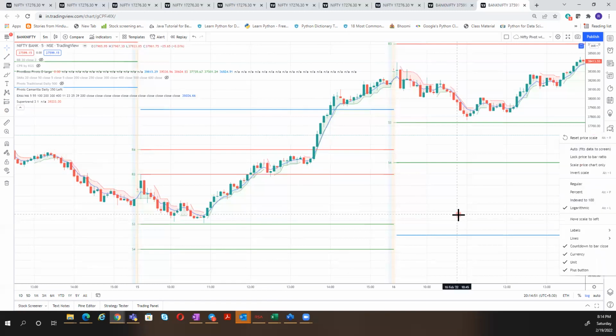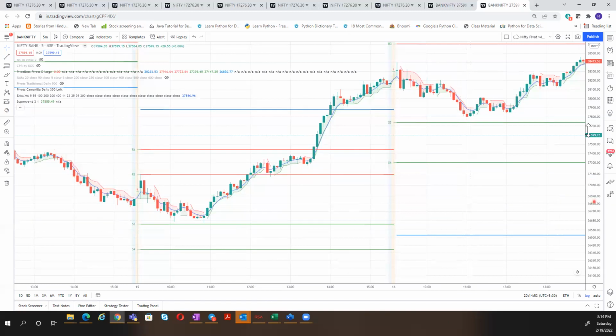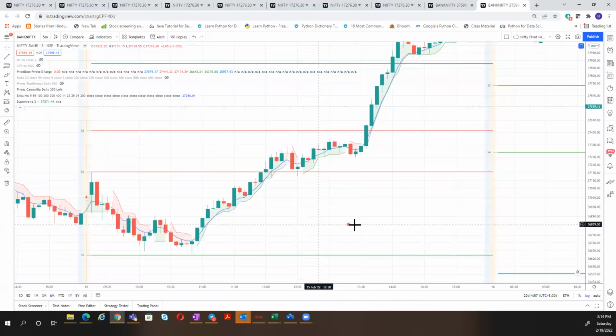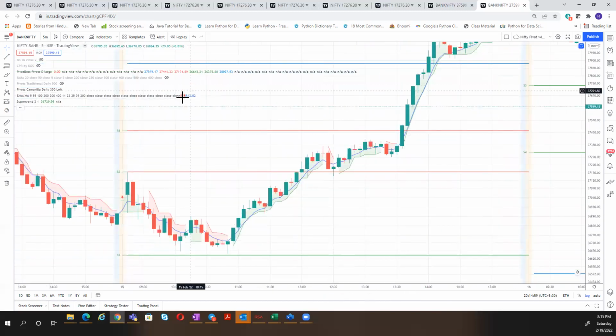Let me expand this so that you can understand. When prices are going, now I'm going to close 5 EMA. Or see this 5 EMA. Price comes below, but the SuperTrend line, see here, will act as resistance.